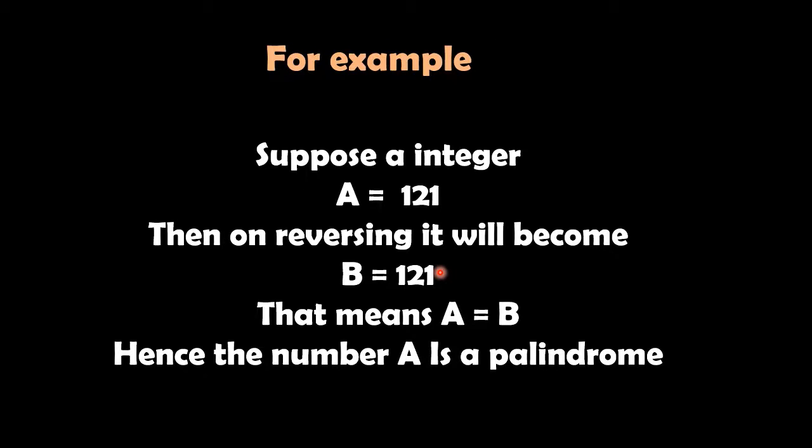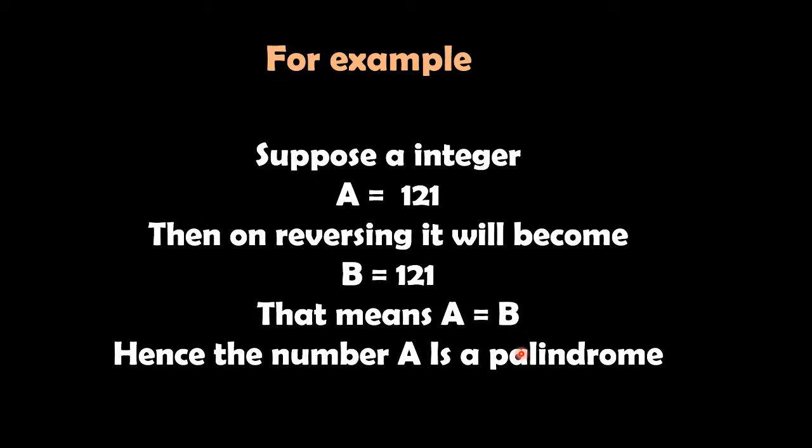Suppose you declare a variable named capital A and you have assigned the value of capital A as 121. Now if you want to check whether this A is a palindrome or not, what you need to do is reverse the number A first, and after reversing you will get the number B. Now see whether B is the same as A or not. So here when you reverse 121, you will again get 121 only. That means A equals B has been found correct. Hence the number A is a palindrome. So this is the algorithm and also an example to check whether the number is a palindrome or not.